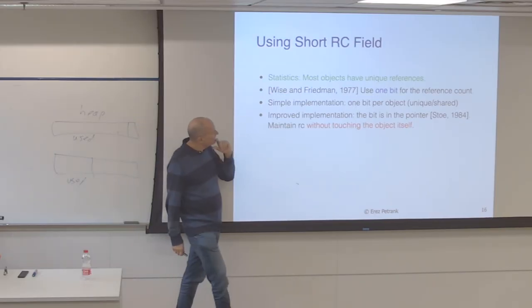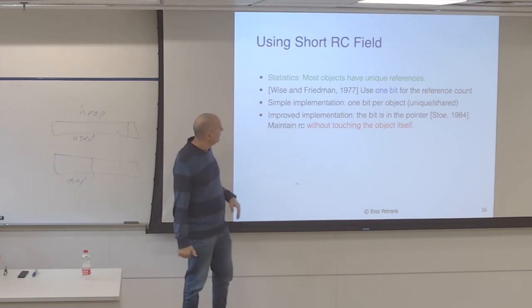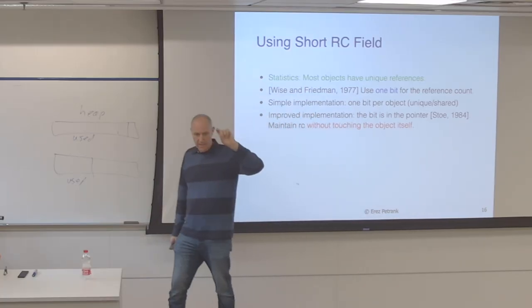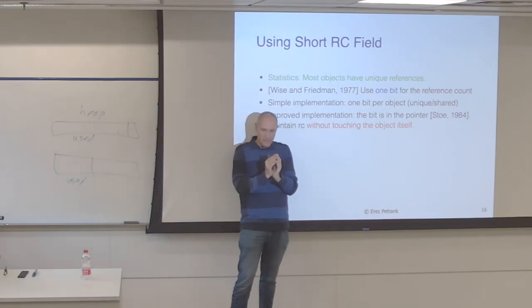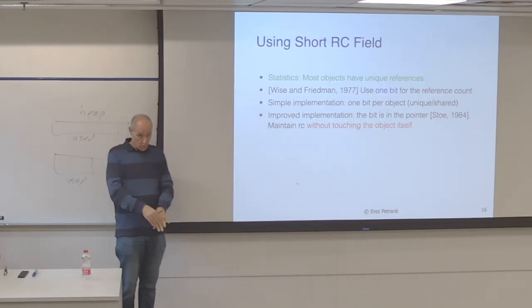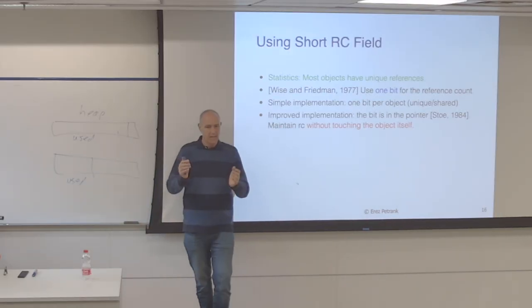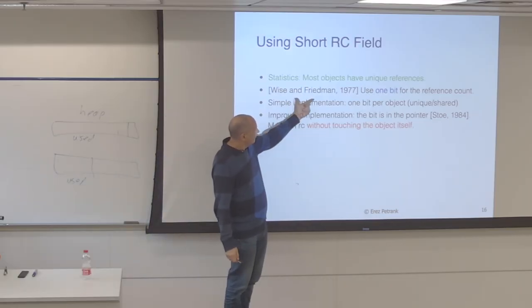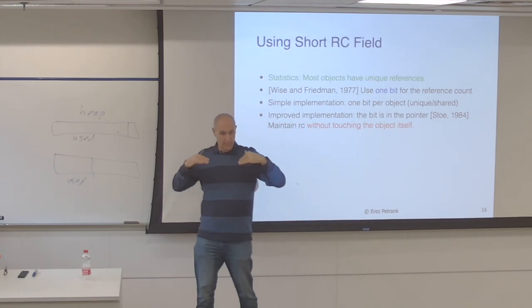So here are the statistics. Most objects have unique references, which is around 85%. And so there was a paper that said, let's just use 1 bit for the reference count. And this will say, if the bit is 0, then it's a unique reference. And if it's 1, there is more than 1 reference to the object. And if it goes below unique, like it has no references, it will be like -1, but I will immediately reclaim it and it will not be in the heap anymore. So 1 bit will suffice to see if there is a unique reference or many references.